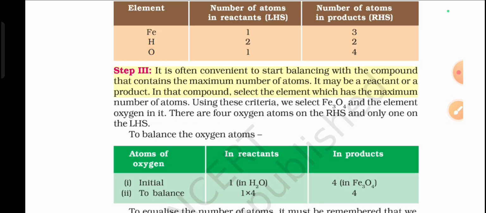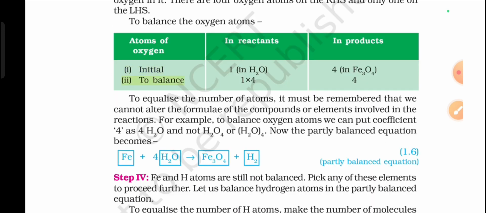Step 3. It is often convenient to start balancing with the compound that contains the maximum number of atoms. It may be a reactant or a product. In that compound, select the element which has the maximum number of atoms. Using these criteria, we select Fe3O4 and the element oxygen in it. There are 4 oxygen atoms on the RHS and only 1 on the LHS. To balance the oxygen atoms: in reactants, 1 in H2O; in products, 4 in Fe3O4, 1 times 4.